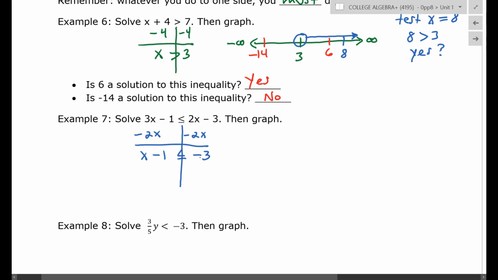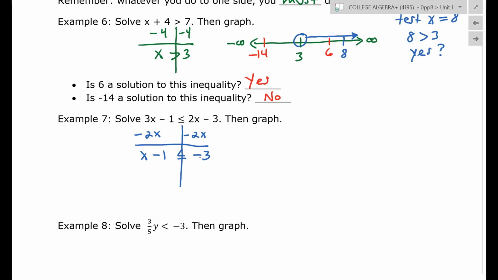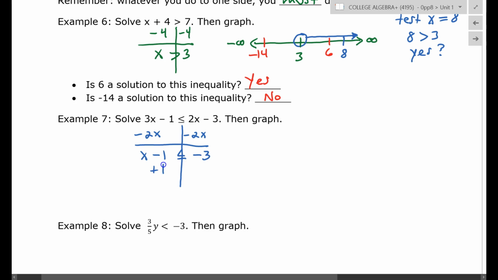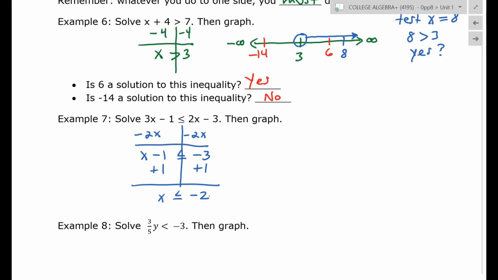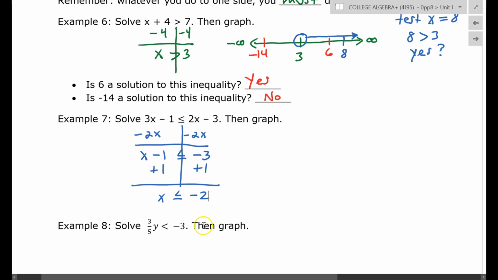All right, now what? Add the 1. Somebody owes you $3, they pay you $1 back. They still owe you 2. All right. And to me, this is why I do the test value. As soon as I throw negatives in there, it messes some people up.